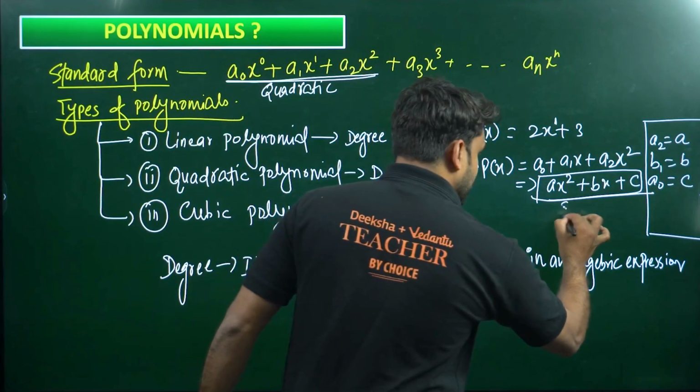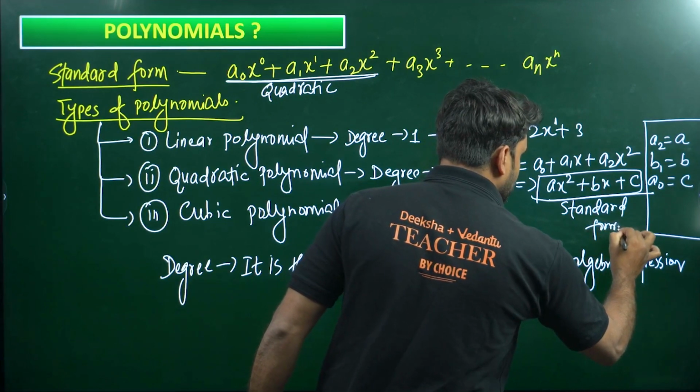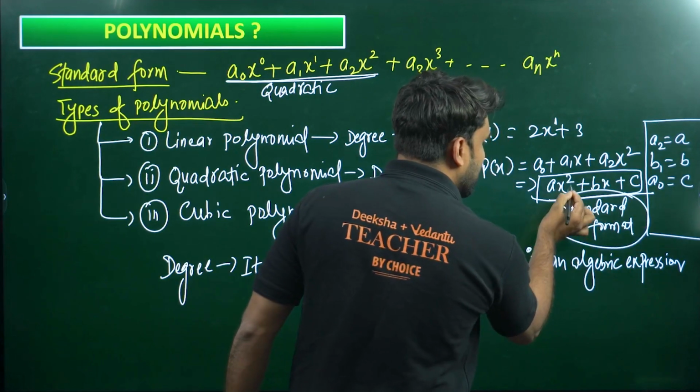This is the standard format of a quadratic polynomial. Let me write here: standard format. And what is the highest power, champion? The highest power is 2. Can you see here? This is the highest power.